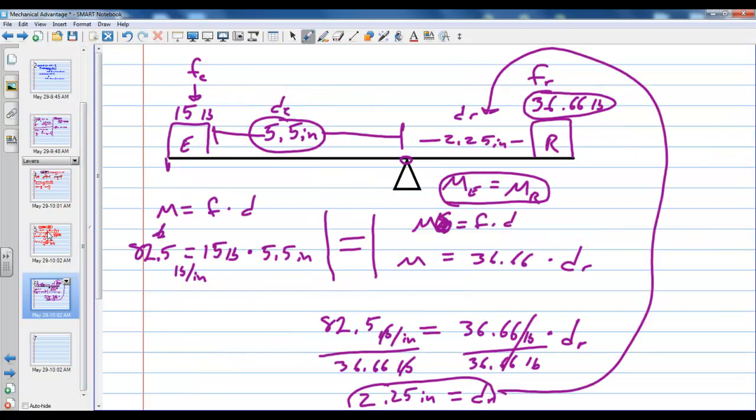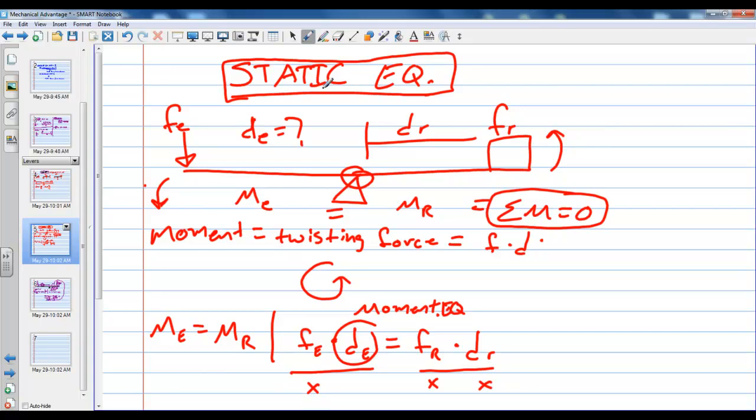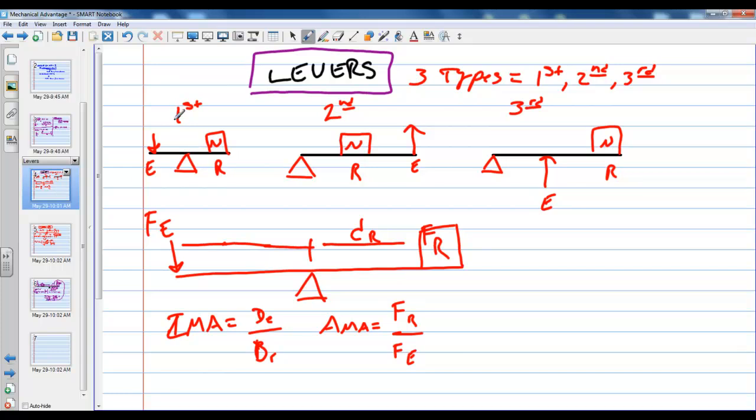So that's pretty much levers in a nutshell. We have static equilibrium equations. This is going to be used throughout the mechanical advantage because if nothing's moving, you can find out your distances and your forces. And then our three levers, we had a first class, a second class, and a third class lever with effort forces and resistance forces.